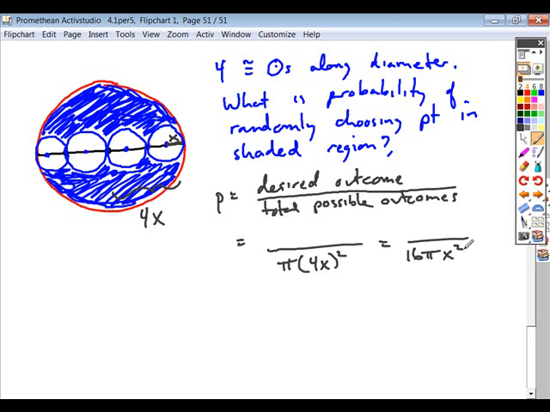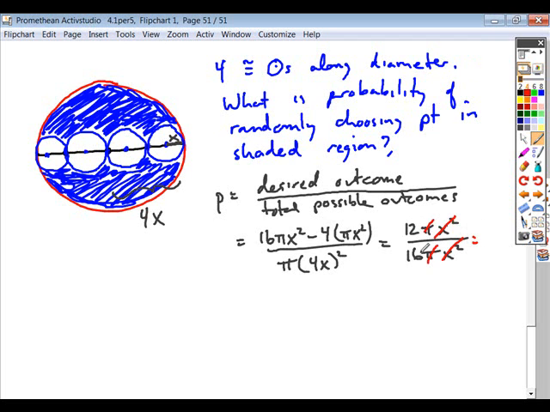And then the desired outcome is the shaded region. So to find the shaded region, we do the same thing as before. We take the whole thing and we subtract the smaller circles. So the whole thing was 16 pi x squared. We want to subtract 4 circles. Each circle has an area formula of pi x squared. And so 16 pi x squared minus 4 pi x squared gives you 12 pi x squared.